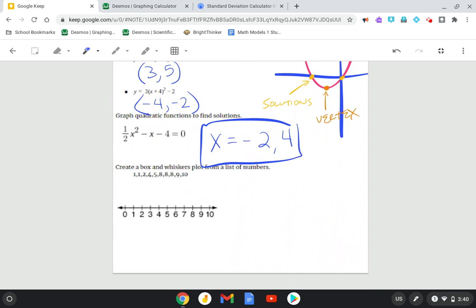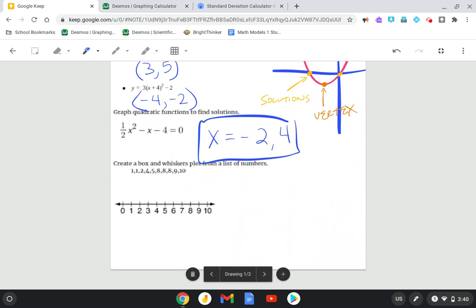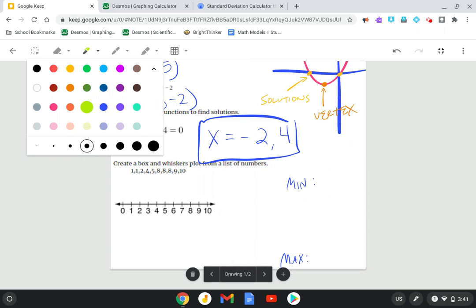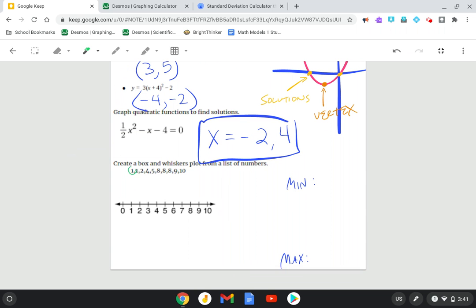All right. And then we're asked to do a box and whisker plot. Box and whisker plots require you to find these values. You have to find the minimum value and the maximum value. We'll start there. So the minimum value of ours is 1, and the maximum value is 10. So that tells me, first of all, I'm going to have a point at 1 and a point at 10. That's the first part of building our box and whisker plot.